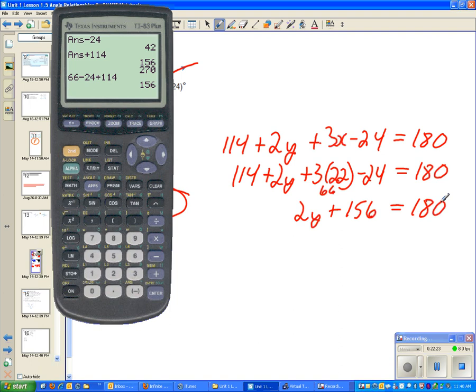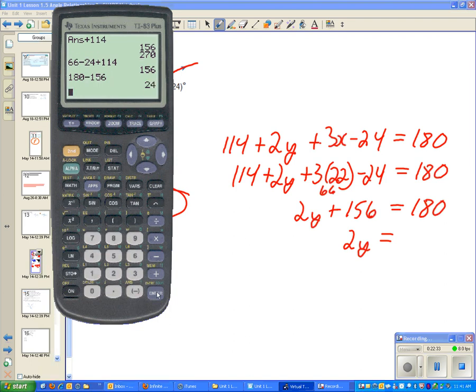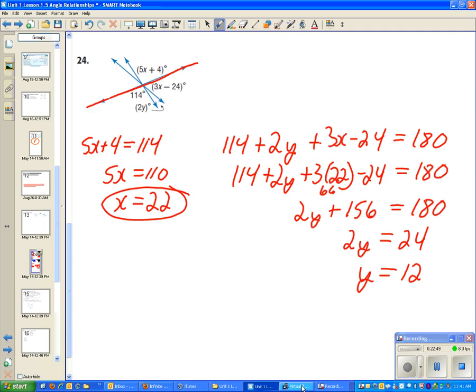What do I do next? Yeah, so 180 minus 156, what am I going to get? 24. And so y equals 12. Can I have a woohoo? All right. Questions?